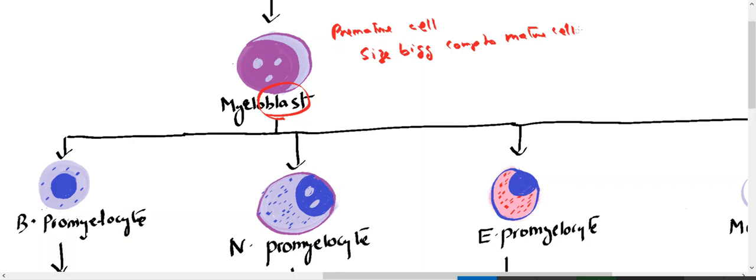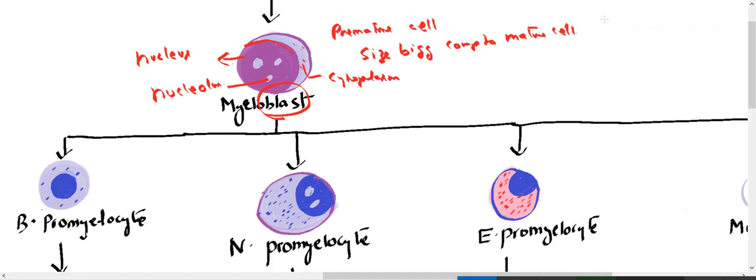Okay, the megakaryocyte is larger than the megakaryoblast. You can see the nucleus is so big. So this is the nucleus, this is the cytoplasm, and inside the nucleus is the nucleolus.